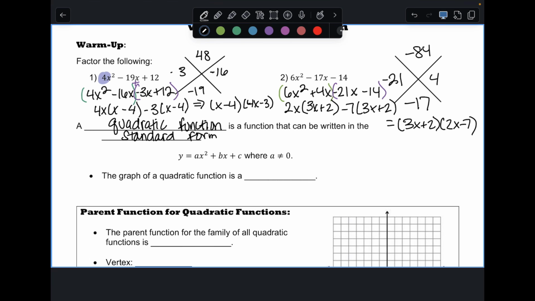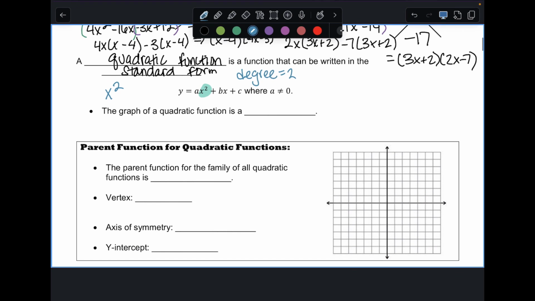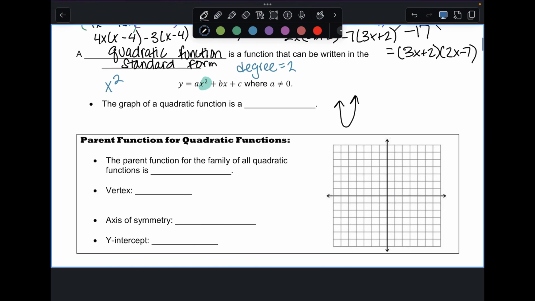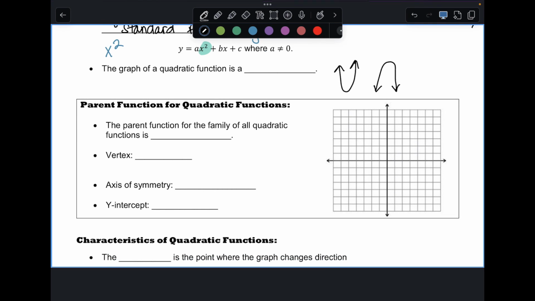Standard form being your exponents decrease. And quadratic means that your degree is 2. So that means the highest exponent on x that I see is 2. Everything we look at this entire unit is going to be something x squared, plus maybe a linear term and maybe a constant. When we graph these, their graph is not a straight line. It's like a U shape, or an upside down U if we flip it. We call this shape a parabola.